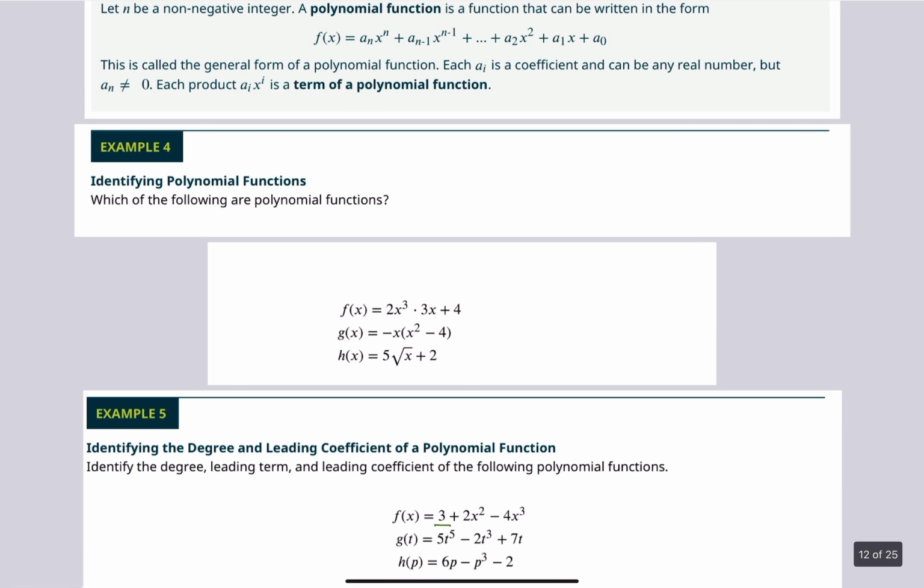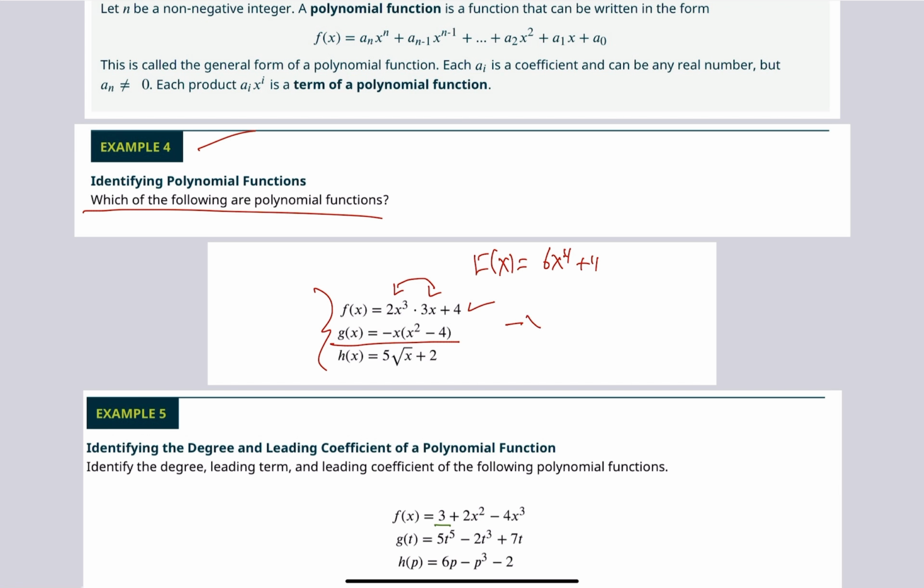example number 4 and determine which of the following are polynomial functions. Well, if I distribute this, I'm going to get f of x equals 6x^4 plus 4, which is definitely a polynomial function. Now what about this one?